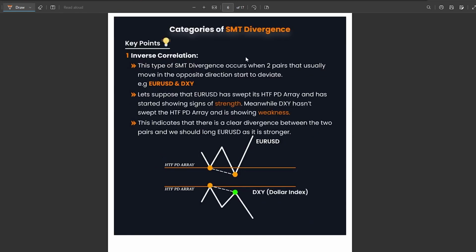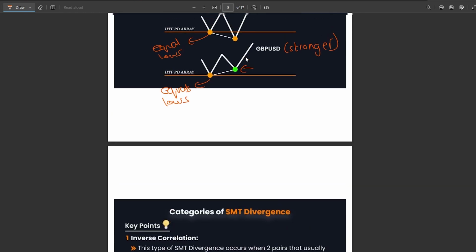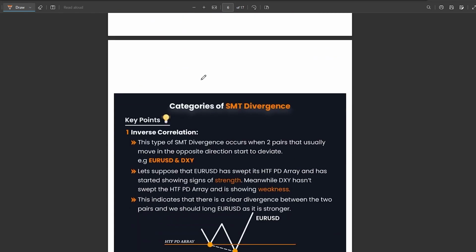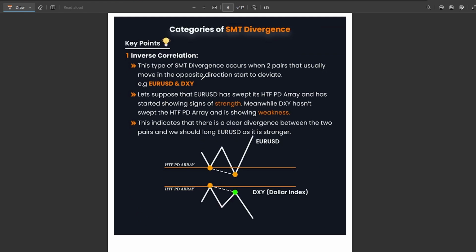Now let's come to the second type of SMT divergence, which is inverse correlation SMT divergence. As you saw earlier, symmetrical correlation was between pairs that moved in the same direction. Inverse correlation SMT divergence is between pairs such as EURUSD and Dixie that are known to move in opposite directions 98% of the time. When they don't move in opposite directions and start to deviate, as in this example we'll look at in detail, this is known as inverse correlation SMT divergence.